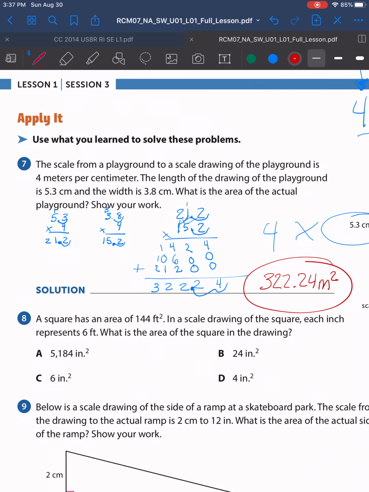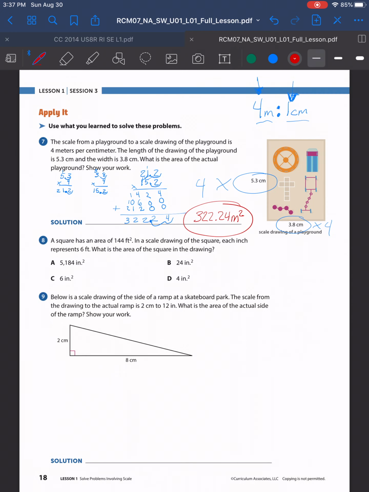All right. Number 8. A square has an area of 144 feet squared. In the scale drawing of each square, each inch is 6 feet. What is the area of the square in the drawing? Okay, so I know that's a lot of information, but let's break it down. When I saw 144, my brain automatically said, oh, that's a perfect square.